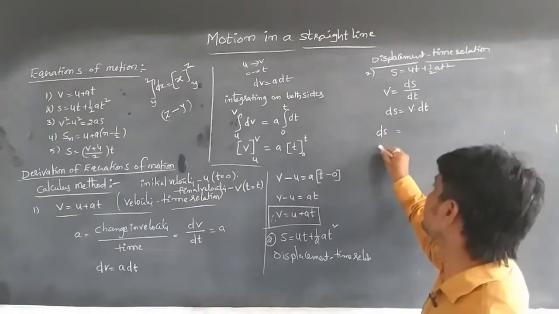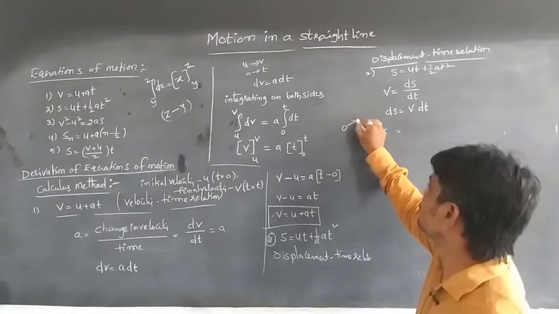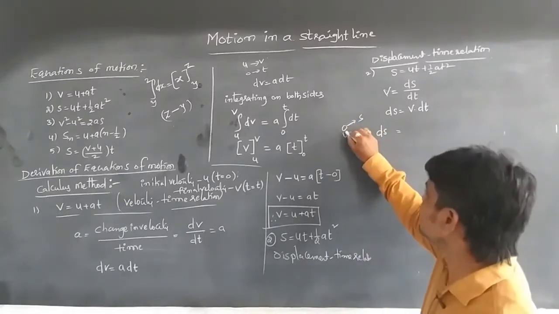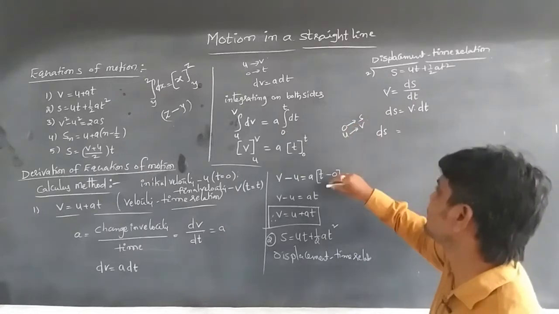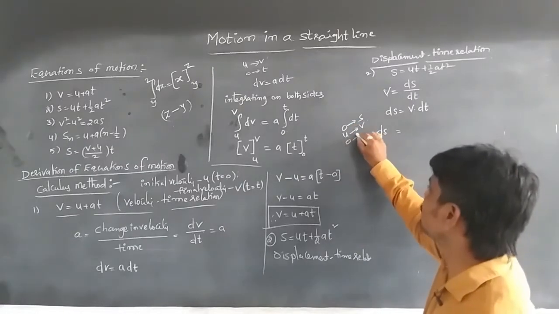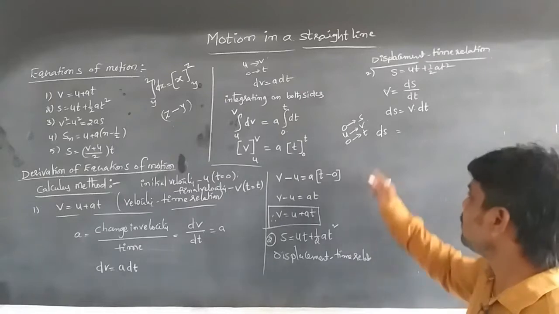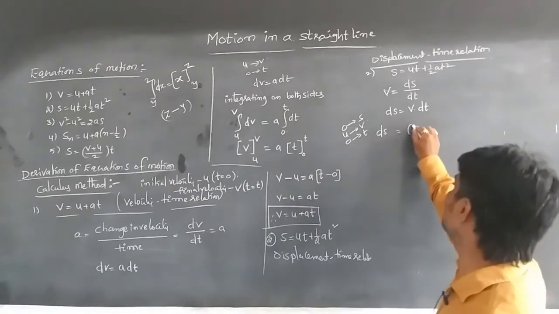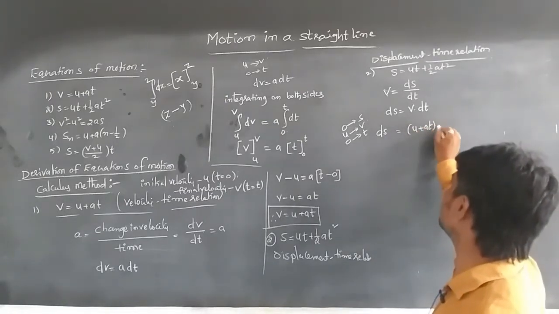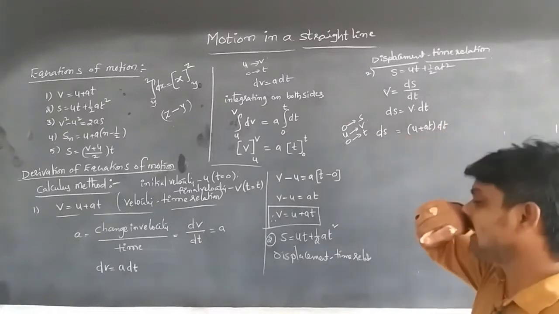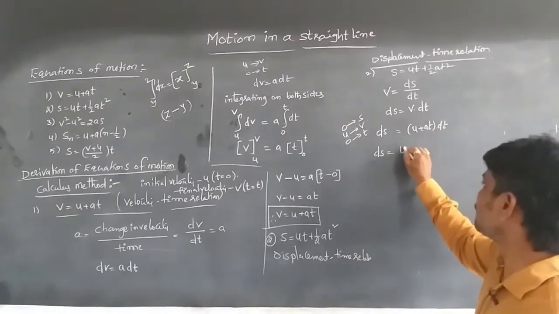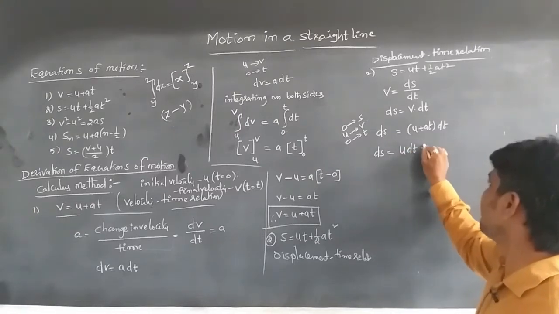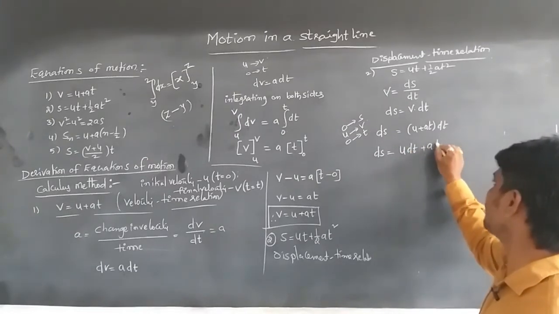So the displacement will be from 0 to s, velocity will be from u to v, initial velocity and final velocity, initial displacement and final displacement, then time from 0 to t. So we are writing that ds is equal to u plus at into dt. Multiplying dt inside, we get ds is equal to u dt plus a t dt.